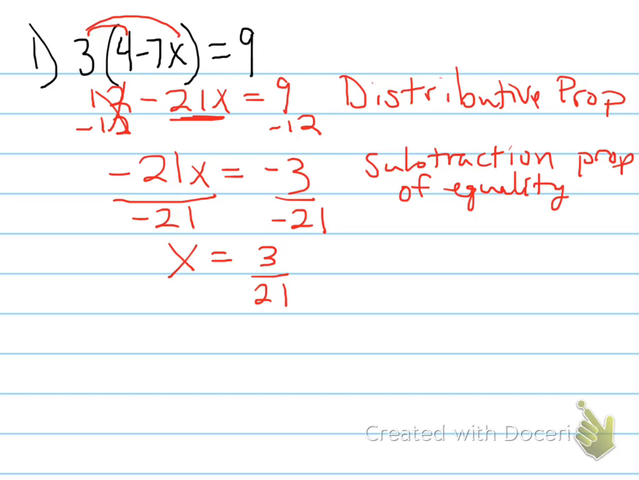Now I should always give all answers in simplified form. 3 over 21 can reduce. This is equivalent to 3 times 1 over 3 times 7. 3 over 3 is 1, so x equals 1/7. And that last property was the division property of equality.